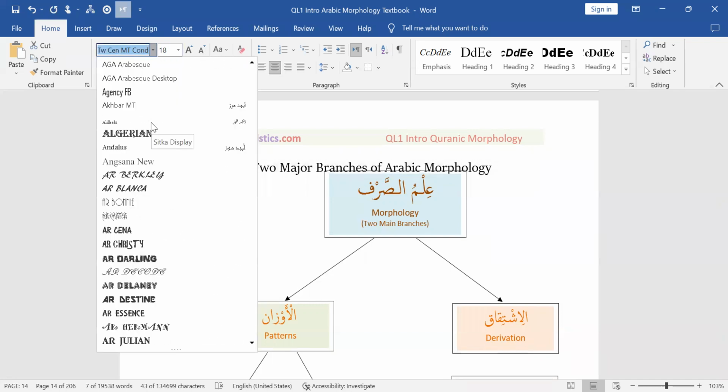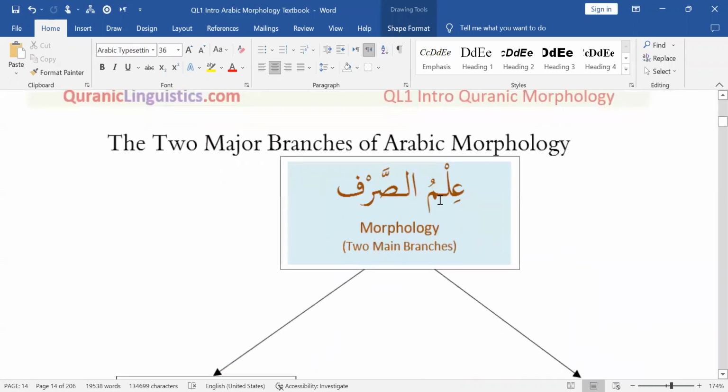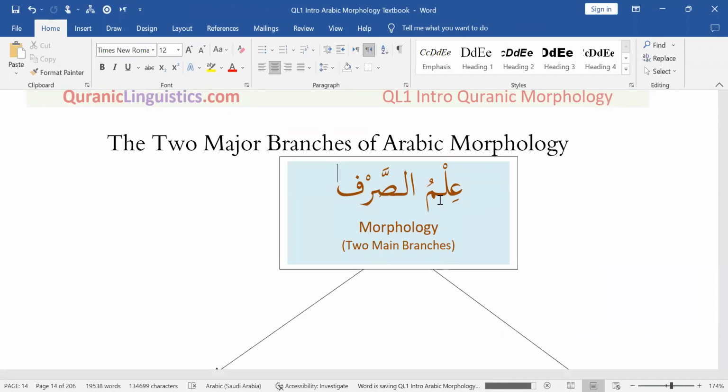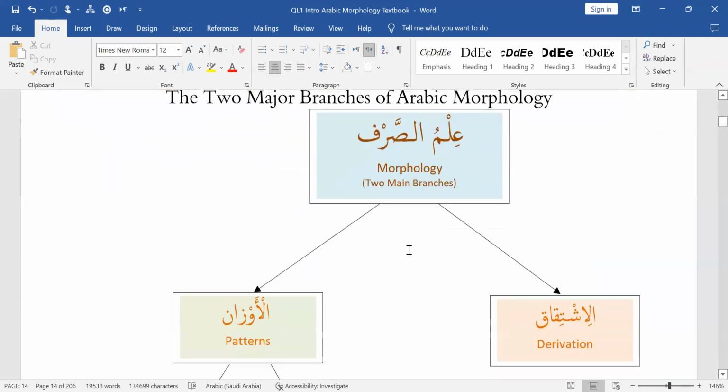And this entire textbook, as well as the Advanced Quranic Linguistics Level 3 Advanced Morphology, are dedicated to these two branches of Arabic morphology for most part. Plus, there are other branches that are also covered in the Advanced Morphology book, which is QL3, Quranic Linguistics Level 3. So what are the two major branches of morphology? Well, let's look at this tree. Ilm al-Sarf, the science of morphology, or simply as-Sarf, or Arabic morphology, can be thought of as having two areas.